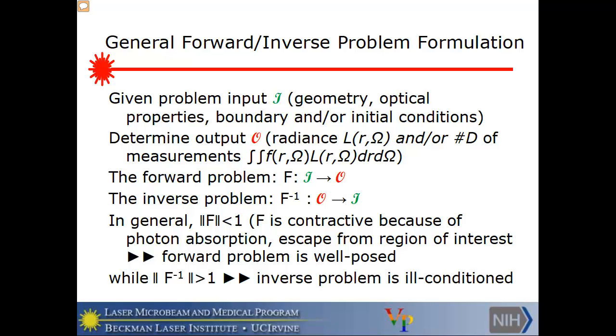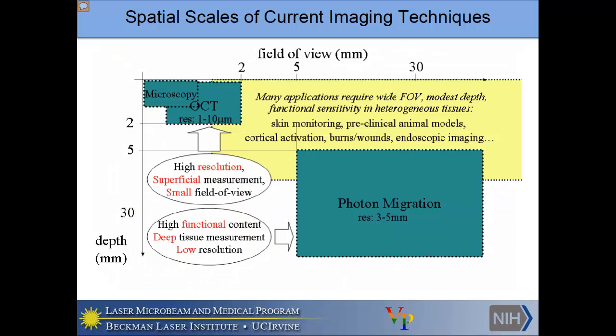However, going the other way, this is not the case at all. The norm of the inverse is greater than 1, and that definitely says that it's a bad problem. It's an ill-conditioned problem. So we have lots of indications that the inverse problem is going to be the real meat of our work.